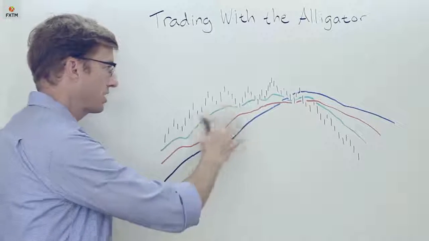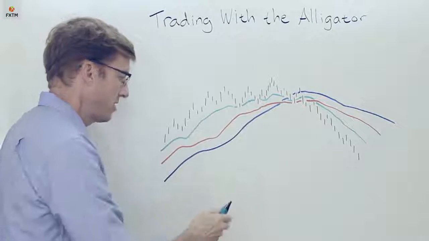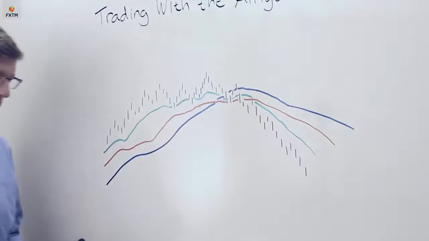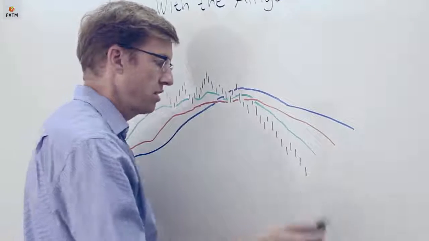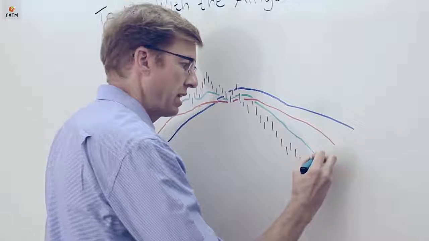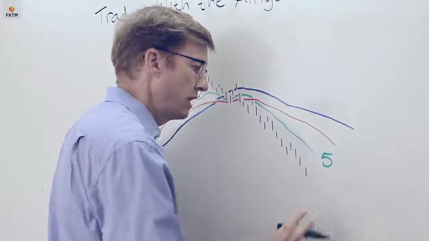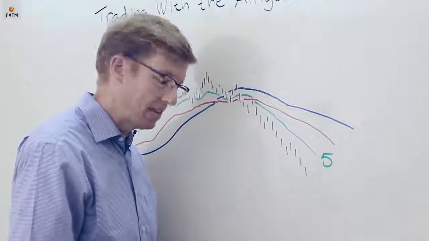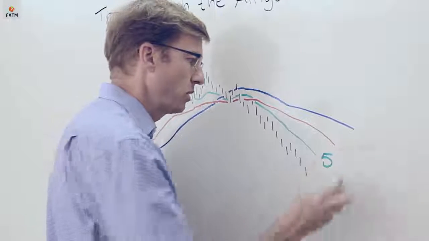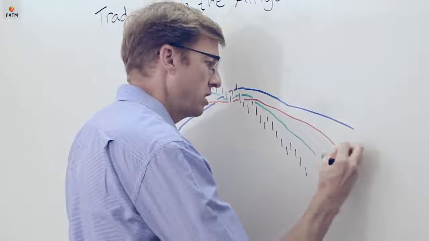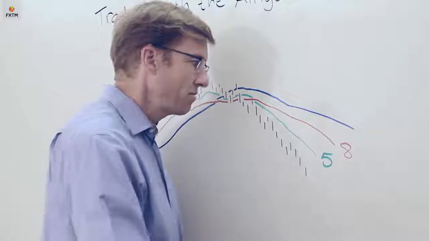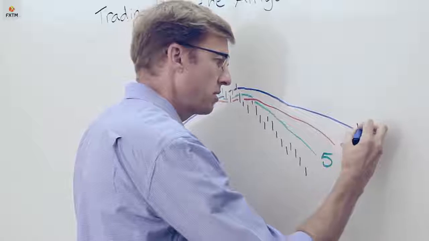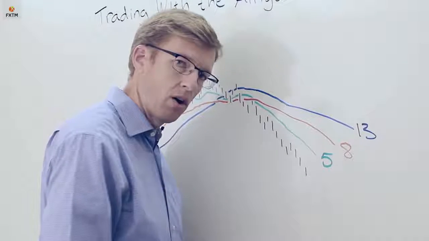So here I've drawn an example of the Alligator on my chart, and it consists of essentially three smooth moving averages. And you can see each one of these here. The first one, or the fastest moving average, is a 5-period smooth moving average that we call the lips of the Alligator. The second one, this red one here, is an 8-period smooth moving average, which we call the teeth of the Alligator. And then finally, here we have a 13-period smooth moving average, which we call the jaw of the Alligator.